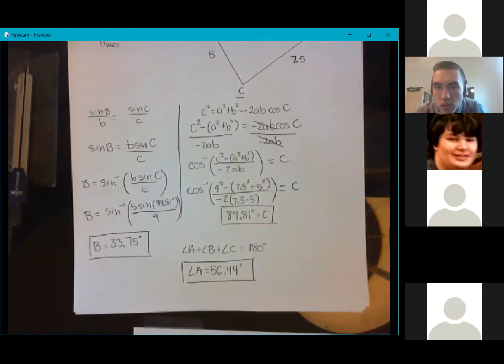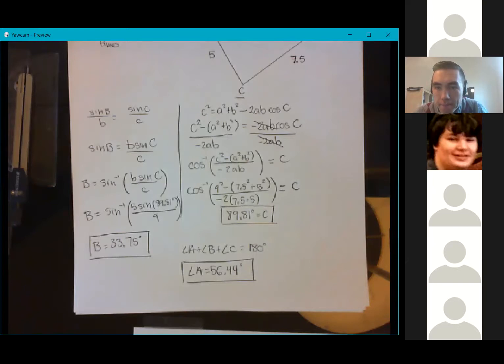Natalie, did you have a question? Yeah, for the law of cosines, can you only use it if you're given all the sides, or like the two sides and then the angle of the side that's not given?